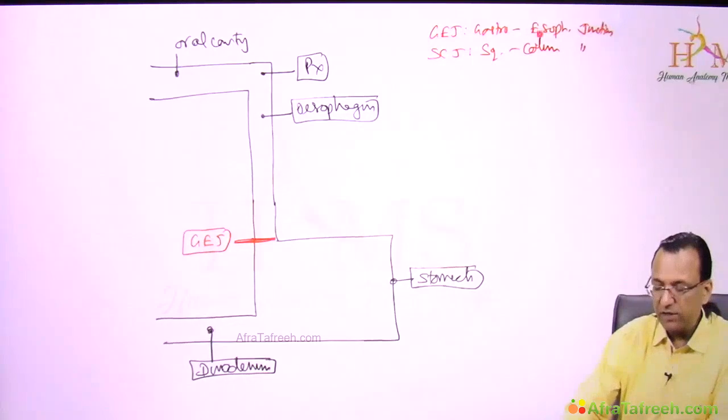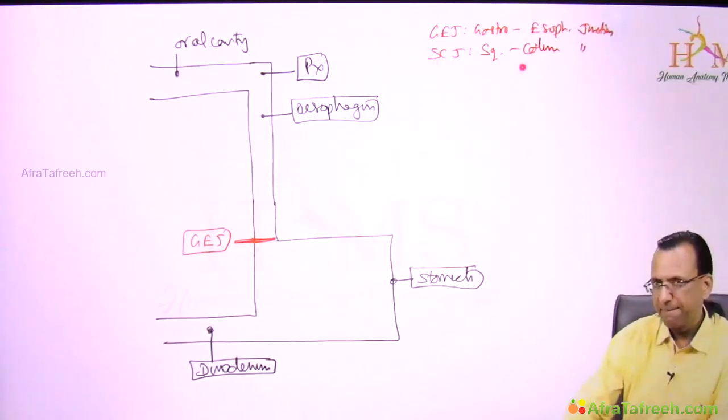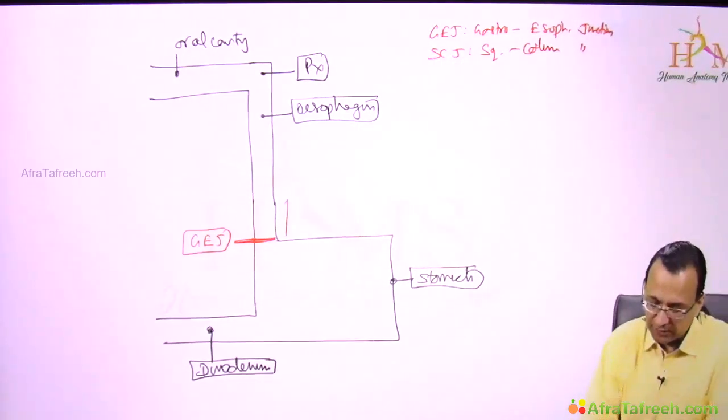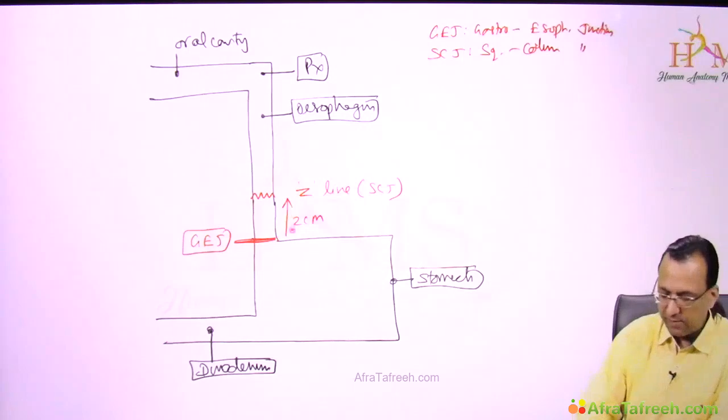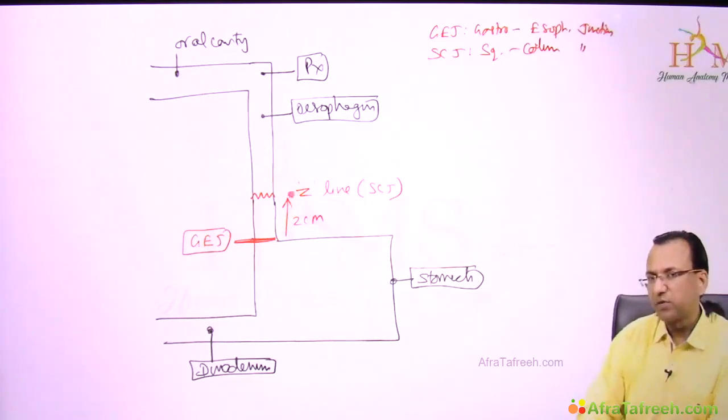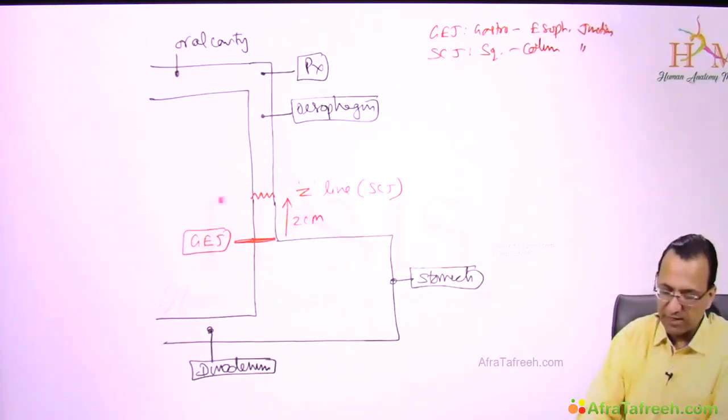GEJ is the gastroesophageal junction, but there is a squamo-columnar junction also. Where is the SCJ? You have known that 2 centimeter above that will be the Z line or zigzag line, and that is the SCJ. So 2 centimeter above the gastroesophageal junction you have the Z line, zigzag line, that is the squamo-columnar junction.